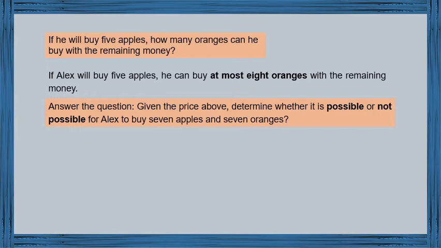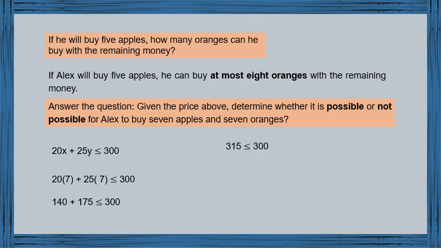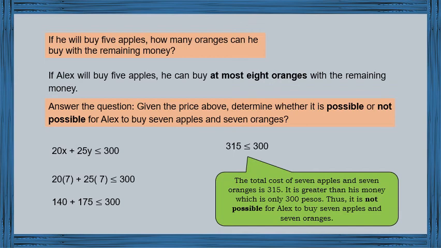And to answer the question, given the price above, determine whether it's possible or not possible for Alex to buy 7 apples and 7 oranges. This is the original inequality. We're going to substitute 7 into x and into y. That's 20 times 7, that's 25 times 7. So we have 140 plus 175 less than or equal to 300. Then combine 140 and 175, then it becomes 315 less than or equal to 300. The total cost of 7 apples and 7 oranges is 315. It is greater than his money, which is only 300 pesos. So therefore, the answer is, it is not possible for Alex to buy 7 apples and 7 oranges.